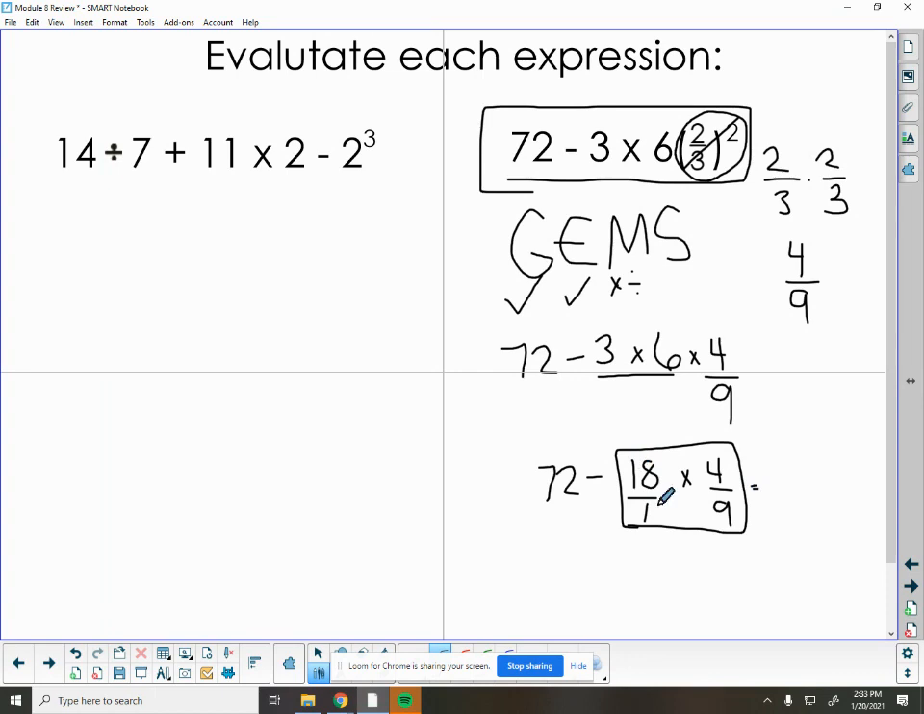So one thing I can do to make this problem a little simpler is I can cross reduce. So I can say that 9 goes into 9 and 18. It goes into 9 one time, and it goes into 18 2 times. So now 2 times 4 is 8. In the last video, I accidentally added them instead of multiplied. And 1 times 1 is 1. 8 divided by 1 is 8. So 72 minus 8 will give us our final answer.